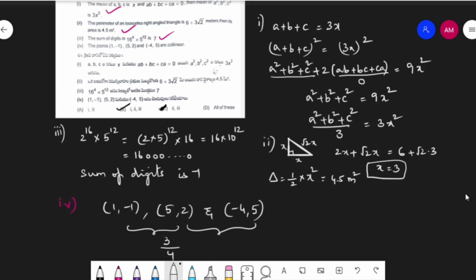And check the slope of this. 5 minus 2 is 3. Minus 4 minus 5 is minus 9. Whether these two are equal? No, they are not equal. So hence these 3 points are not collinear. So 1, 2 and 3 are true, but fourth one is not true. So the option is B. B is the correct option for this problem.